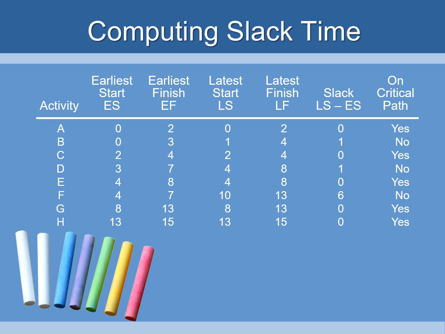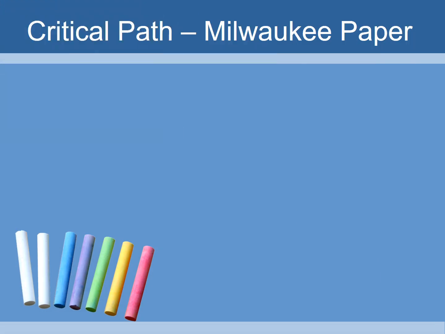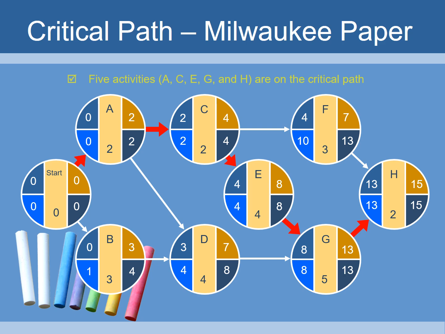So as we look at the steps, we can see the earliest start and the earliest finish times, latest start, latest finish times, and then doing the math accordingly, you'll see that step B is not on the critical path because it has some slack time. Step D is not on the critical path because it has some slack time, as well as step F, which has 6 weeks slack time. Everything else is on the critical path because there is no available free time or slack time. So the critical path for Milwaukee Paper looks something like this. 5 activities are on the critical path: Step A, Step C, Step E, G, and H. Thus, D and F have slack time.